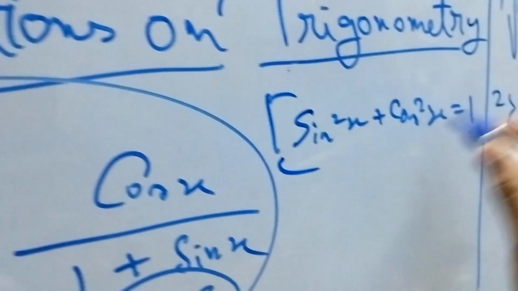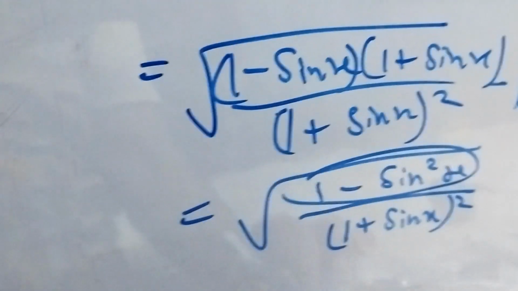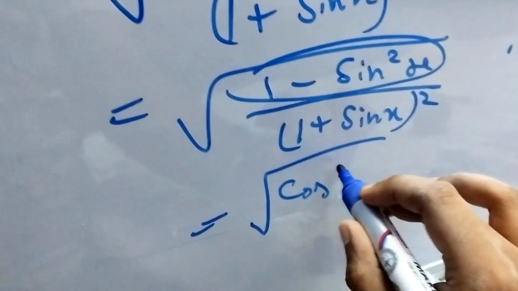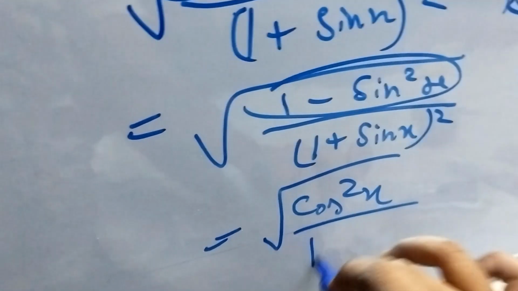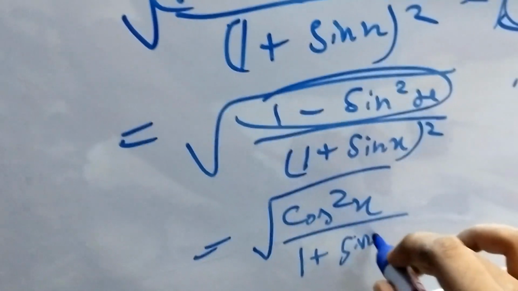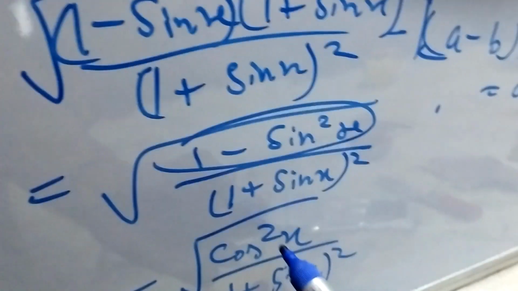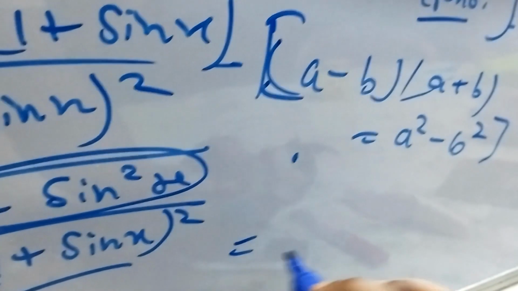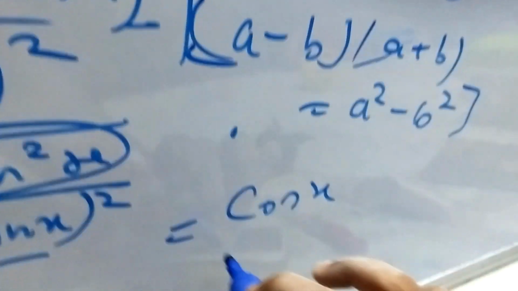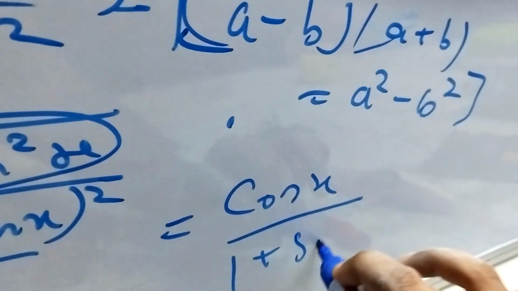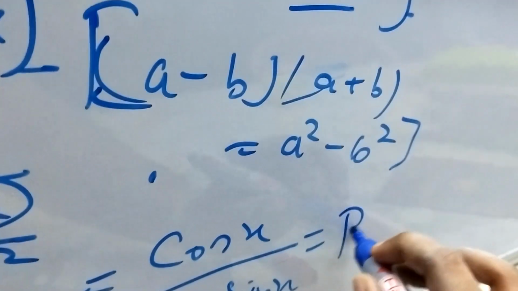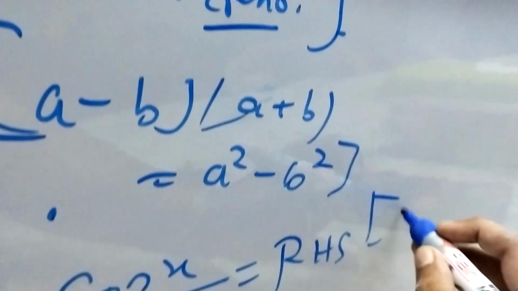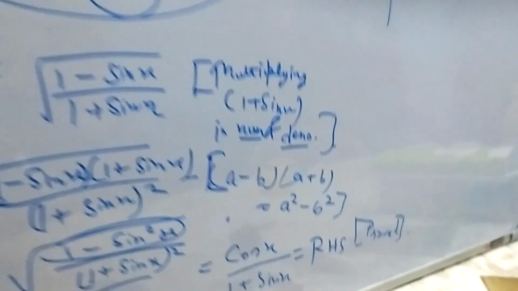by using it, I can easily write cos square x, since 1 minus sine square x is cos square x. So it becomes cos square x divided by 1 plus sine x whole square. You can see the square gets cancelled, and we arrive at cos x divided by 1 plus sine x. This is nothing but our RHS. We proved the equation. This is how we prove it, and you get full marks.